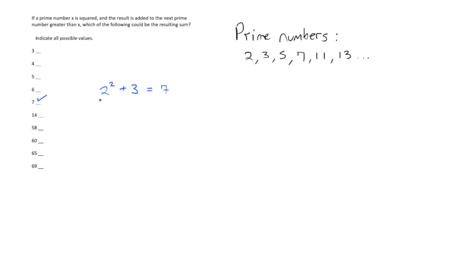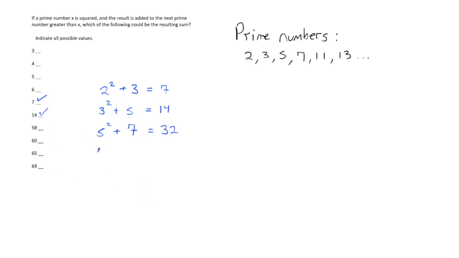Let's keep going. We can try 3 squared plus the next prime number, 5. 3 squared is 9, and 9 plus 5 is 14. This too is on our list, so that's one of the answers. Next we have 5. 5 squared plus the next prime number, 7. 25 plus 7 is 32, but 32 is not on our list.